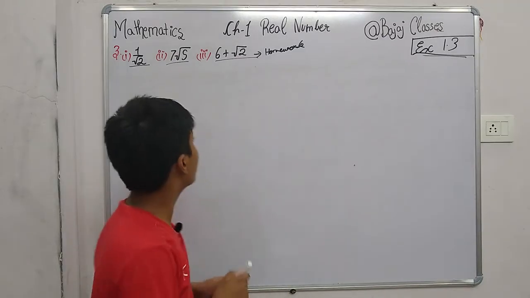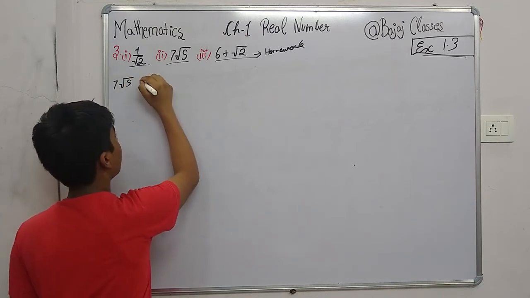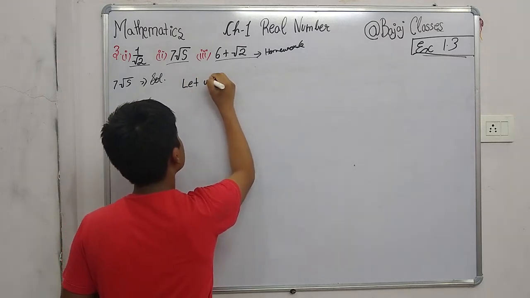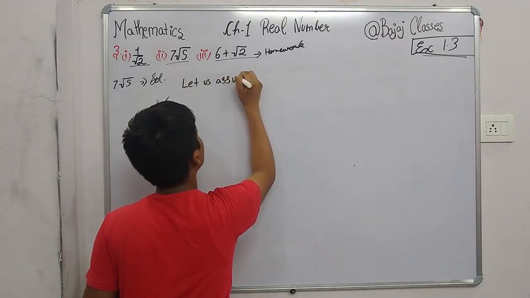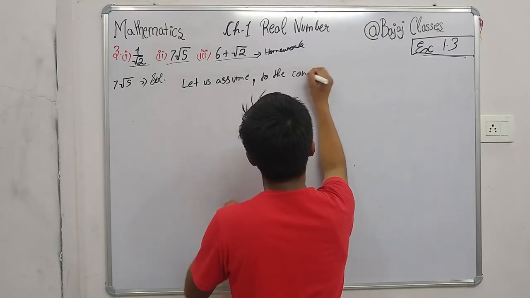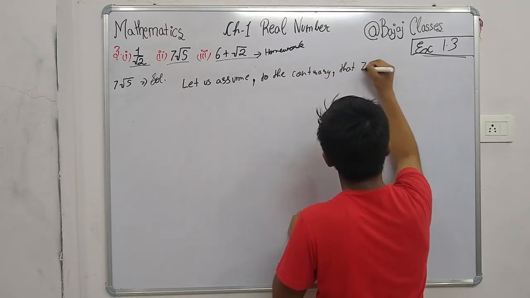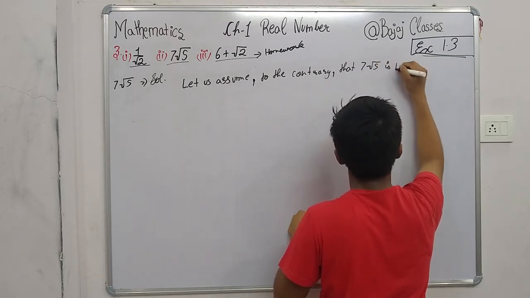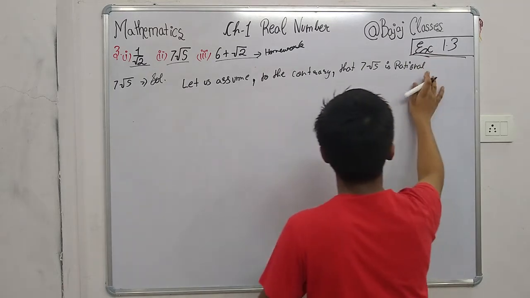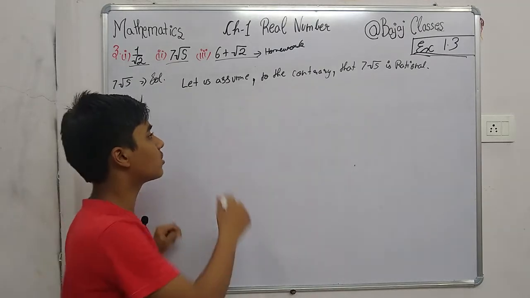Now the next part of this question is 7 under root 5. So we will solve this 7 under root 5. We have to follow the same steps, that is, first of all let us assume to the contrary that 7 under root 5 is rational. So we have taken this as the assumption, that 7 under root 5 is rational.